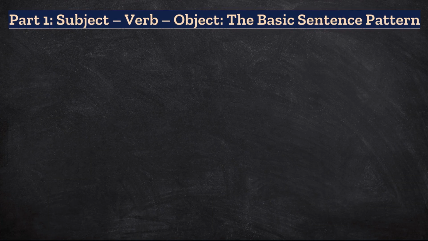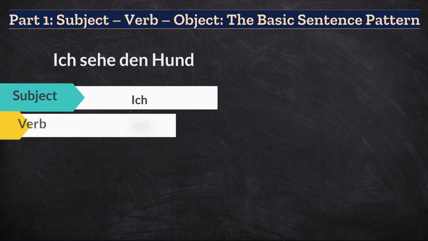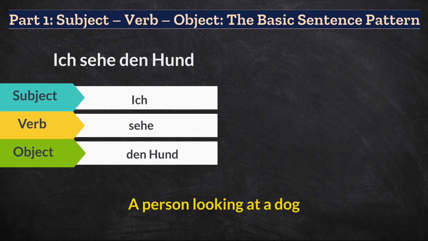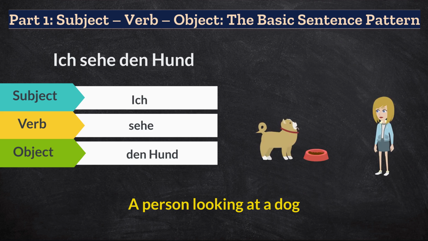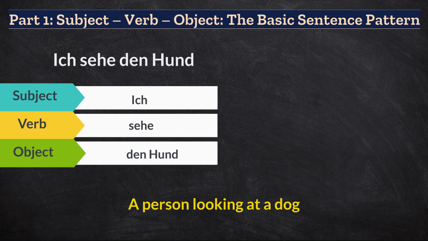Part 1. Subject, verb, object. The basic sentence pattern. Let's begin with one of the most important rules in German sentence structure, the subject, verb, object order. This simply means that a basic sentence in German usually starts with the person doing the action, then the action itself, and then the thing or person the action is done to, and at last, the additional things to complete the sentence.